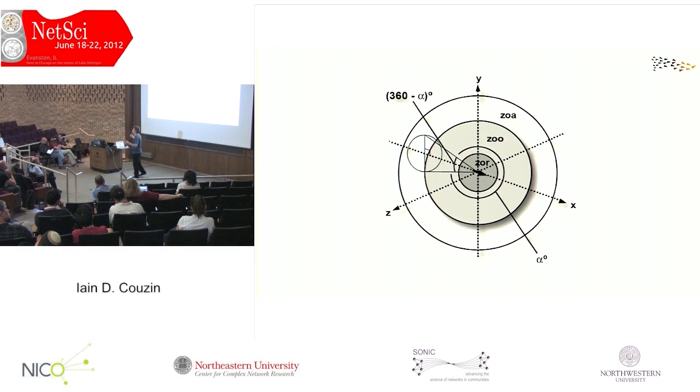How does it scale to collective dynamics? So here we see a 3D model. The arrow represents the direction of travel of the individual. The ZOR is that zone of repulsion. The ZOA, which is the outer zone, is the zone of attraction.